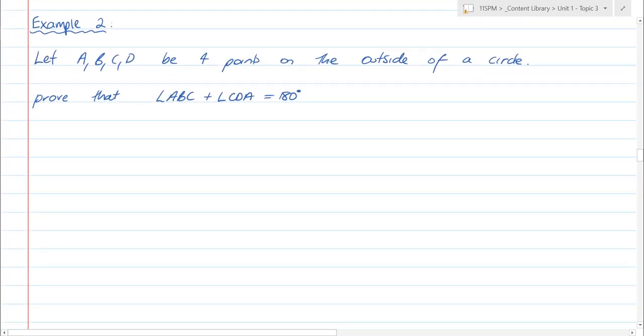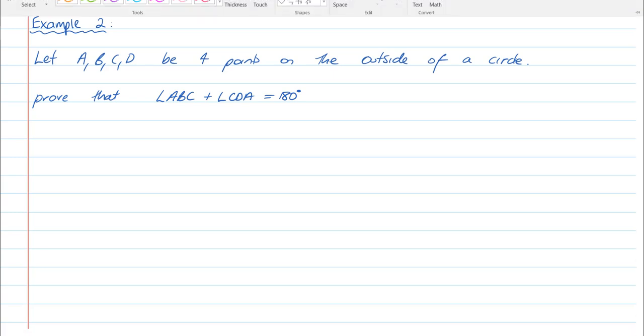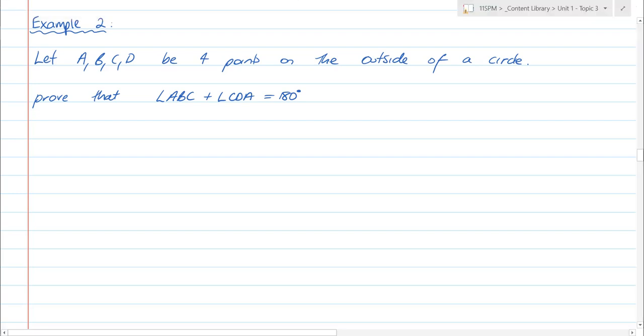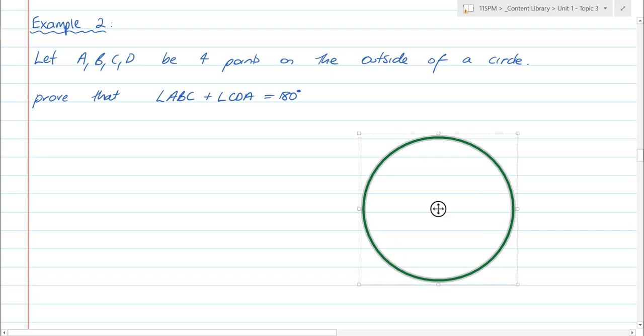Example 2. Let ABCD be 4 points on the outside of a circle. Prove that angle ABC plus angle CDA equals 180 degrees. Here comes the moment. I'm going to cheat a little bit again because I know I'm not going to be able to draw a decent circle. And draw a circle like this. Does that look circular? There we go, look at that, amazing.